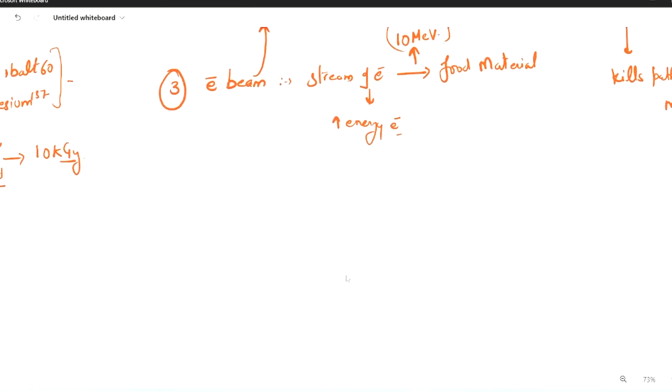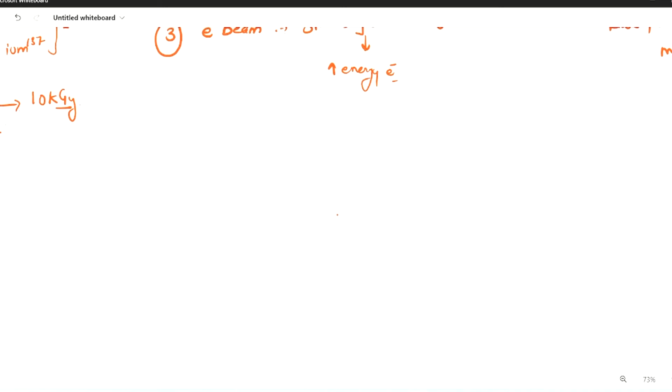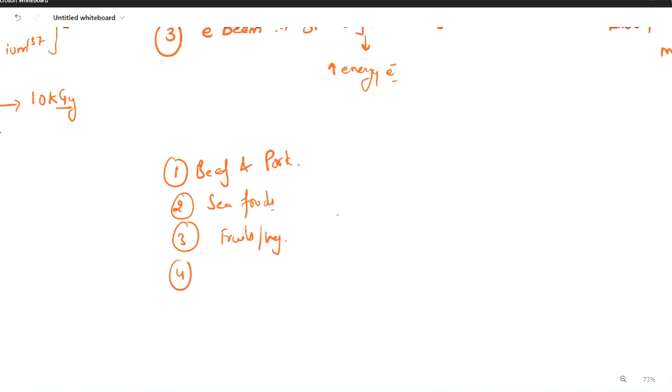The foods in which irradiation is used could be, first, beef and pork. Second, seafoods. Third, fruits and vegetables. Fourth, it can also be used in poultry.